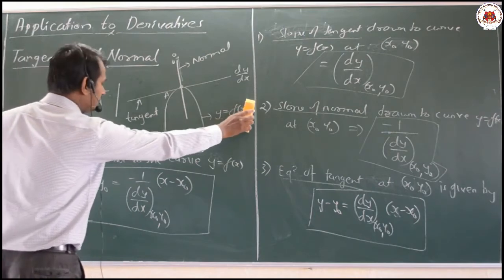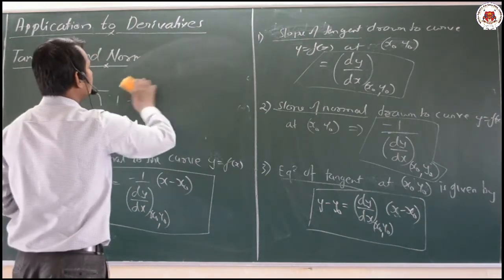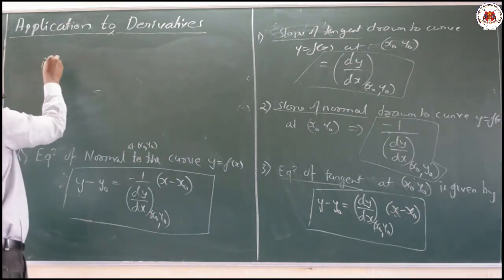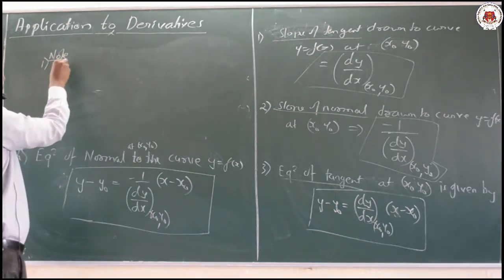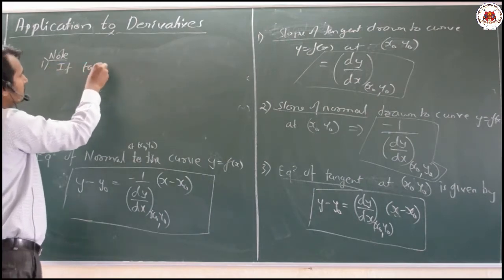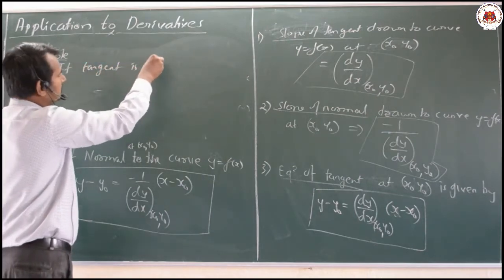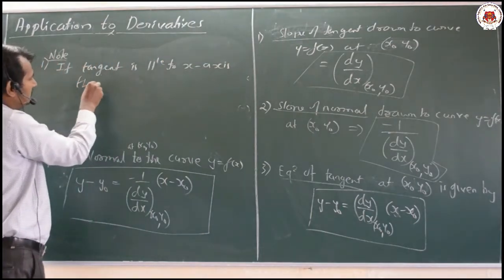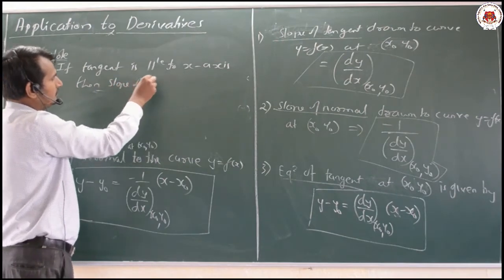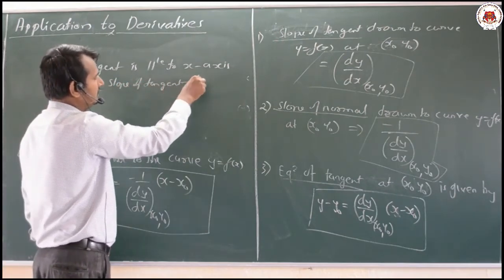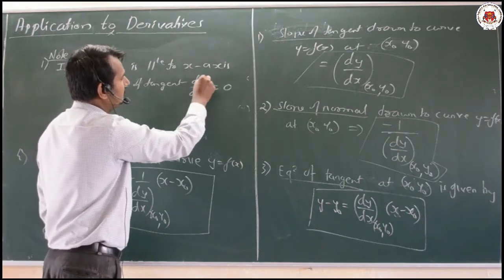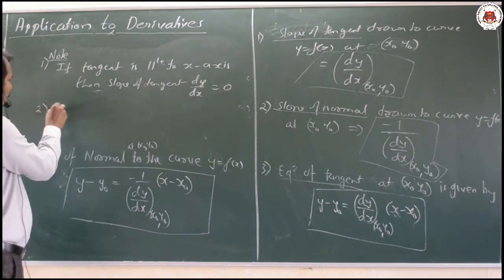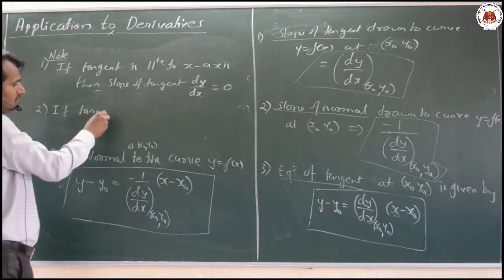So I would like to add these two notes here. The first note: if the tangent is parallel to the x-axis, then the slope of the tangent, that is the dy by dx value, will be 0.